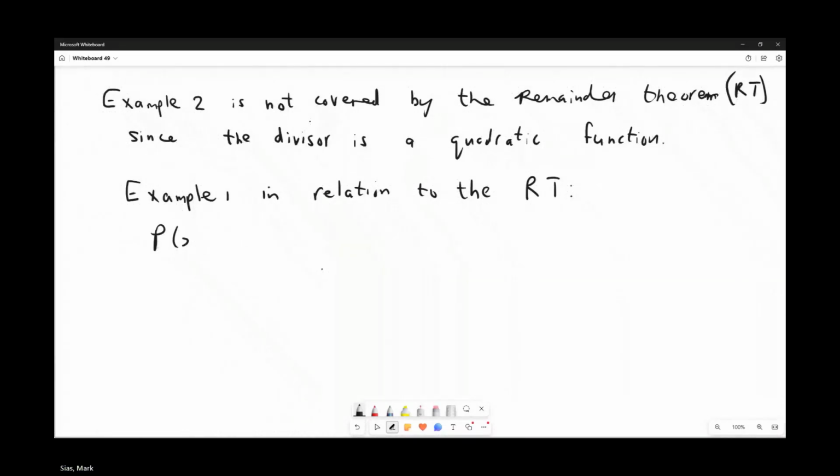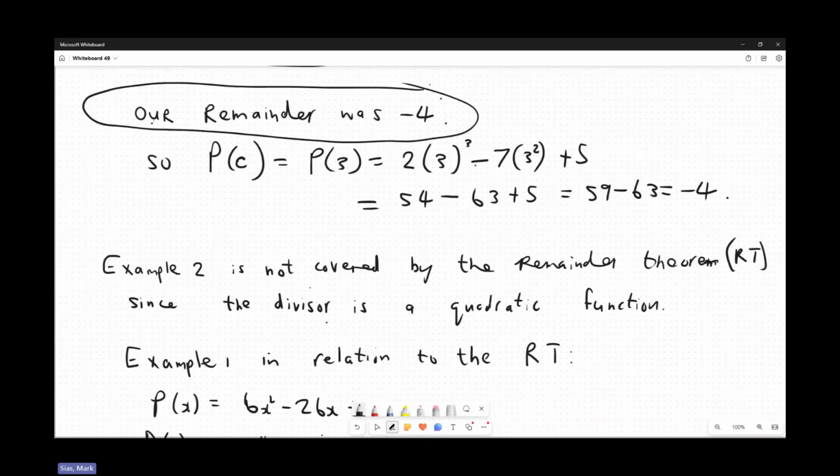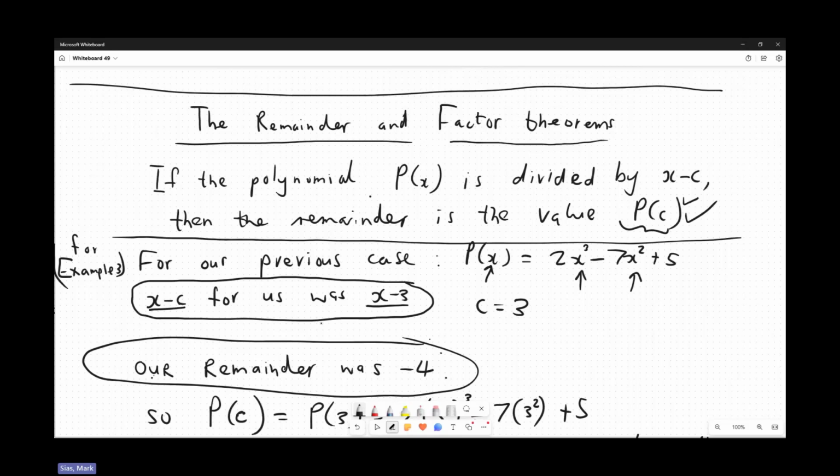When we apply it, P of x was equal to 6x squared minus 26x plus 12, and the divisor function d of x was x minus 4. Our remainder, what was our remainder there? Our remainder was equal to positive 4. Positive 4, thanks. Our remainder was 4, right? Good. Now, the remainder theorem says, sorry.